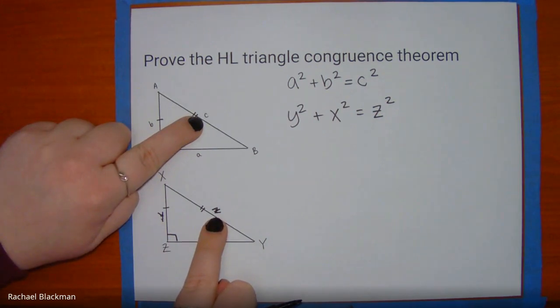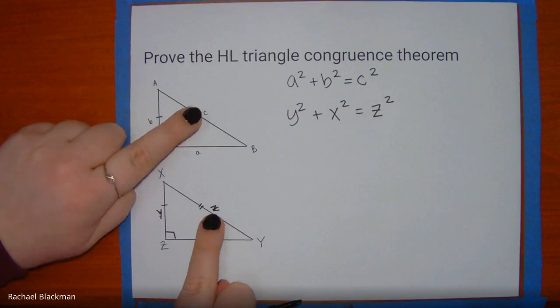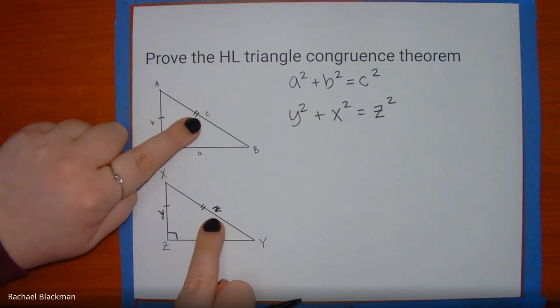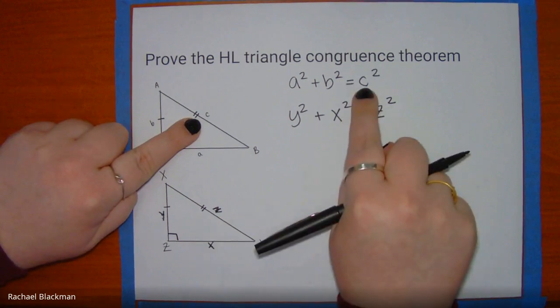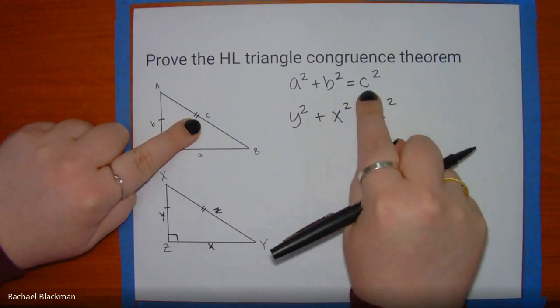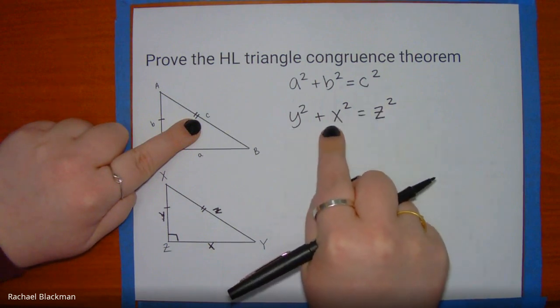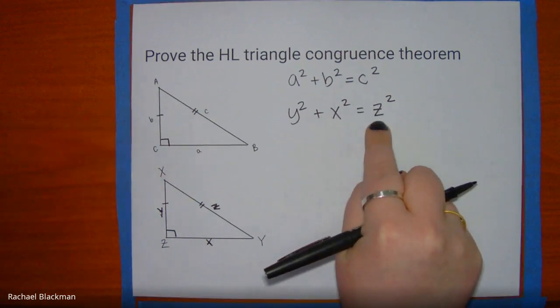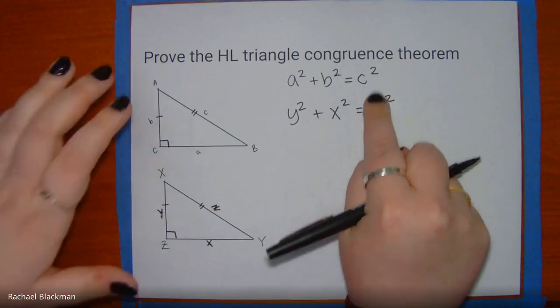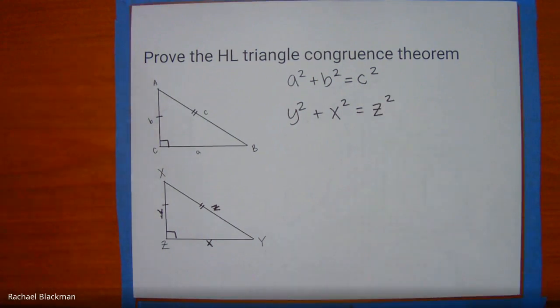Yeah, they're the same length. They're congruent, right? So if these guys are the exact same, I should be able to use substitution here. It doesn't matter if I say A squared plus B squared equals Z squared, or if I say Y squared plus X squared equals C squared, C as in cookie, right? If they're the same number, I should just be able to substitute them out anywhere. So that's what I'm going to do.